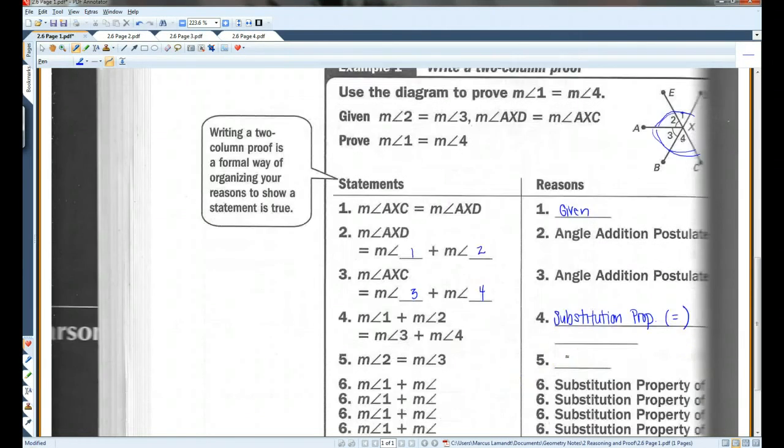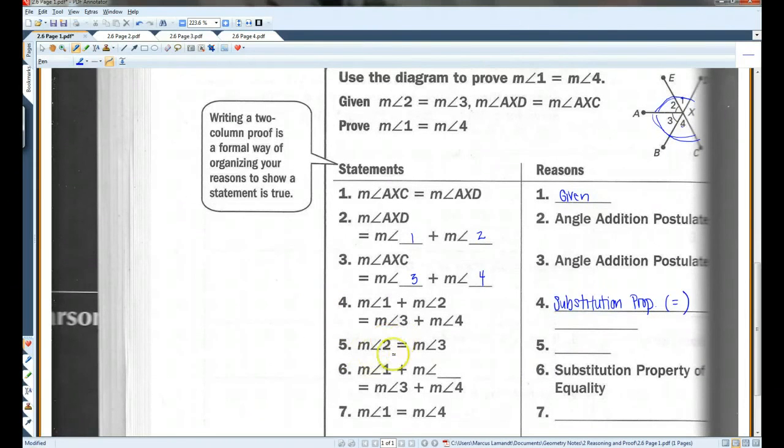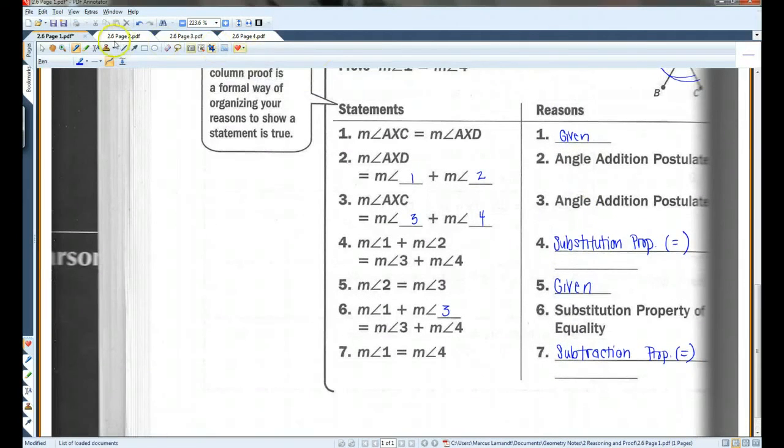Okay, now, we're also given that the measure of angle 2 equals the measure of angle 3. So, we can substitute angle 3 for angle 2 because these two things are equal. So now I have the measure of angle 1 plus the measure of angle 3 equals the measure of angle 3 plus the measure of angle 4, which means I can subtract angle 3 from both sides, and I'm just left with angle 1 equals angle 4. When you subtract something from both sides, that's a subtraction property of equality. Alright, let's go on to page 2.